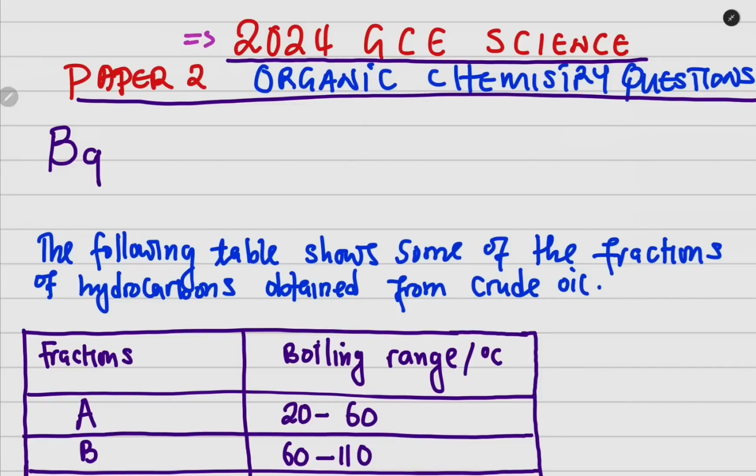Okay, so in this video, let us answer the organic chemistry question that came in the 2024 GCE, science paper 2. I've gotten the questions from section B and of course section C. So let us see the question that came.